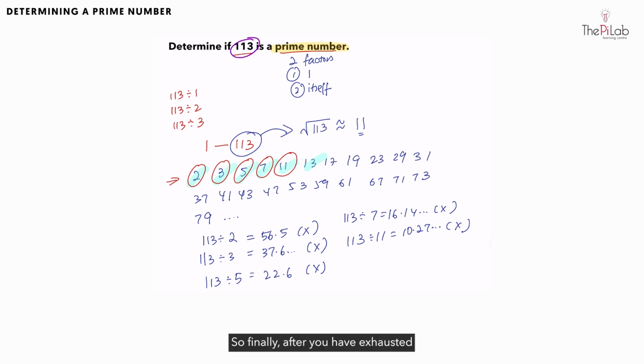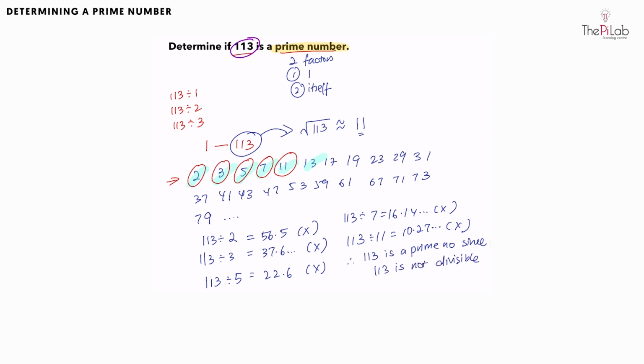So finally, after you have exhausted all the 5 prime numbers, you can conclude that 113 is a prime number because 113 is not divisible by any prime number below 113. Is that clear?